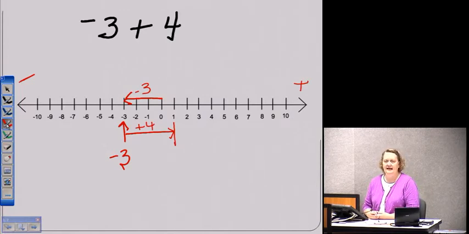So where do I end up with these two counter movements? And notice it doesn't matter which movement I do first, I would still end up in the same place. I end up at a +1.